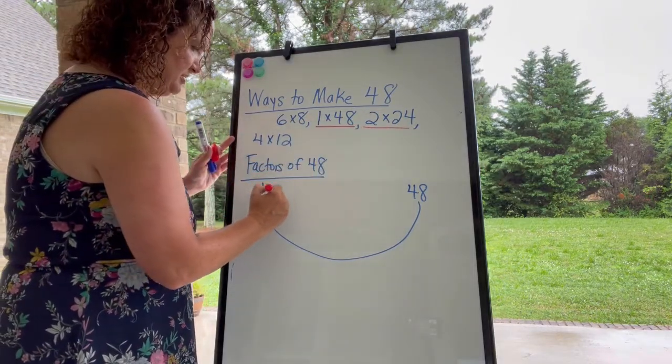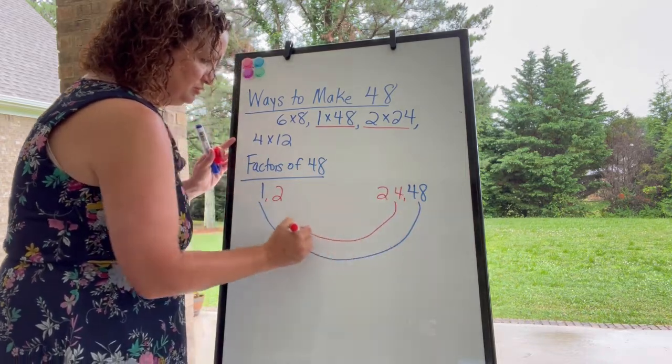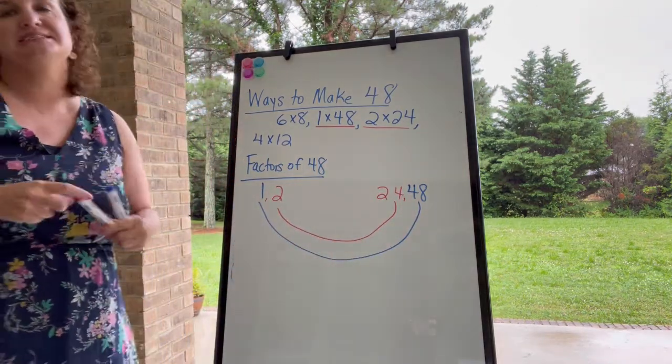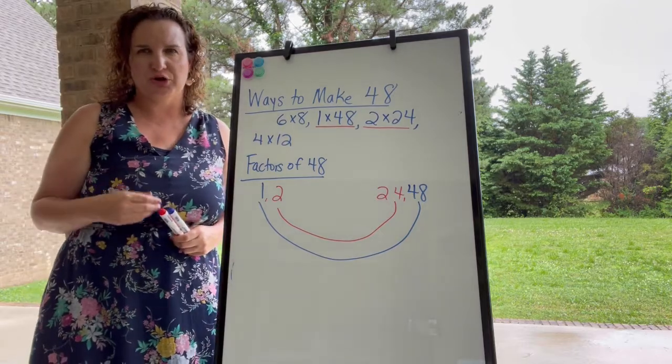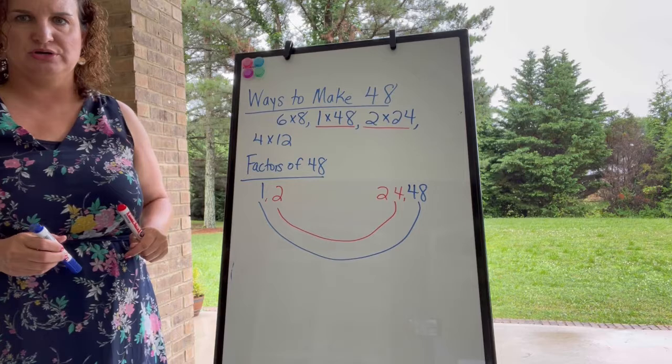So I'm going to put my 2 right there and my 24 right there, and then I'm going to draw my line connecting those factors. We know that they're a pair, that they work together. I'm going to underline that one because I've already used it.